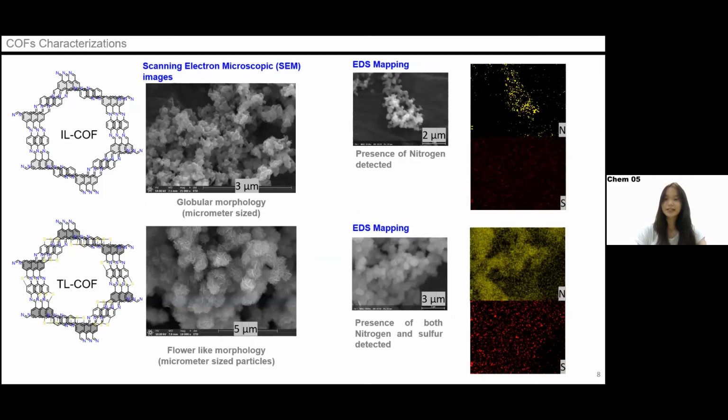From EDS, energy dispersive spectroscopy mapping, it is found that the IL COF contains only nitrogen, while the TL COF contains both nitrogen and sulfur. It is because the IL COF has imine linkage, while the TL COF has diazo linkage. From all of this analysis, it can be said that both COFs are synthesized with negligible impurity, moderate to high crystallinity, and permanent porosity.